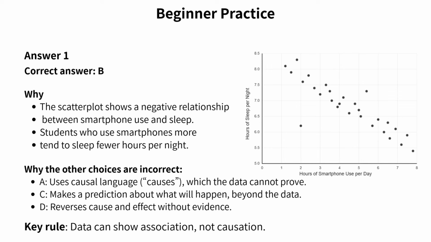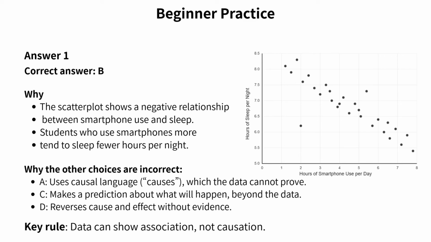Let's look at the answer. The correct answer is B. Here's why. When we look at this scatterplot, we see a negative relationship between smartphone use and hours of sleep. As smartphone use increases, the number of hours students sleep tends to decrease. That's exactly what choice B says. Students who use smartphones more tend to sleep fewer hours per night.